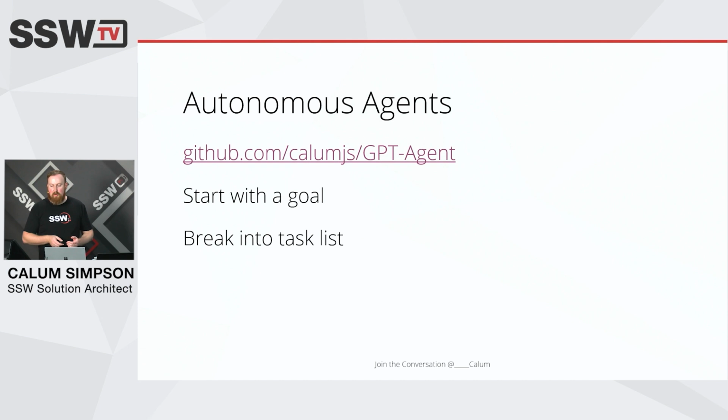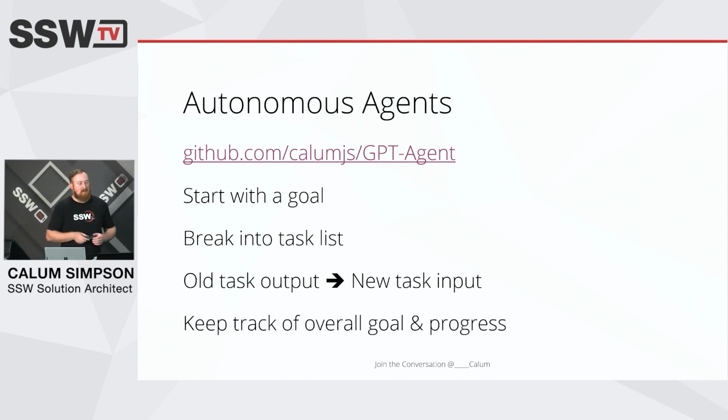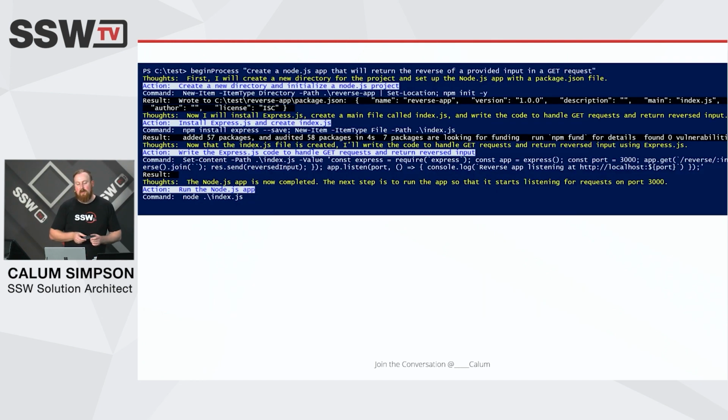So here's an example of it running. I don't actually want to run it live because it does sometimes do some weird things on my computer that I don't necessarily want it to do because it's running random PowerShell commands. But basically here I've given it the command: create a Node.js app that will return the reverse of a provided input in a GET request. So a pretty simple Node.js app, but just something to demo it.